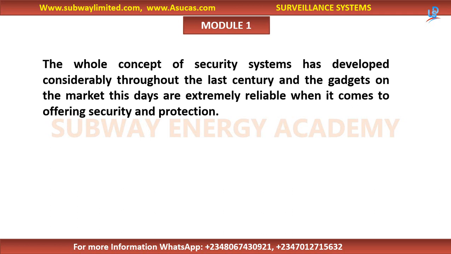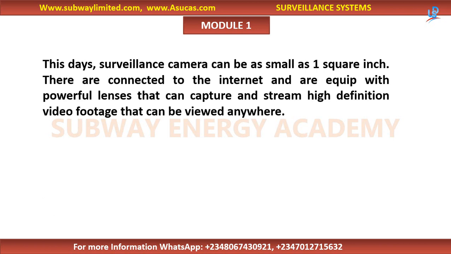So that is what we are saying, that with time there have been modifications in the surveillance systems that we are having now. An alarm is also a surveillance system. What we will be focusing more on is the CCTV camera. These days, a surveillance camera can be as small as 1 square inch. They are connected to the internet. That is what I'm saying. You can stay in any part of the world and monitor what is happening. They are connected to the internet and are equipped with powerful lenses that can capture and stream high definition video footage that can be viewed anywhere.